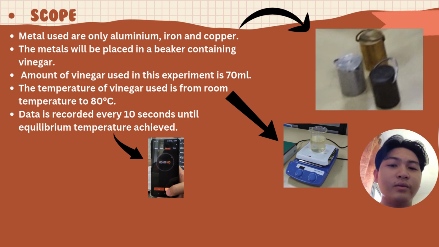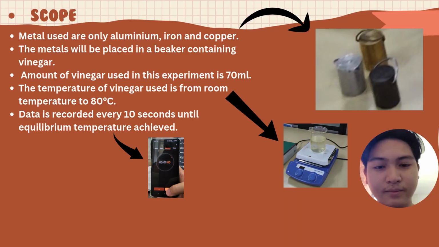The amount of vinegar we use in the experiment is 70 milliliters. The temperature of the vinegar used ranges from room temperature to 80 degrees Celsius, and data is recorded every 10 seconds until equilibrium between the temperature of the vinegar and the metal is achieved.